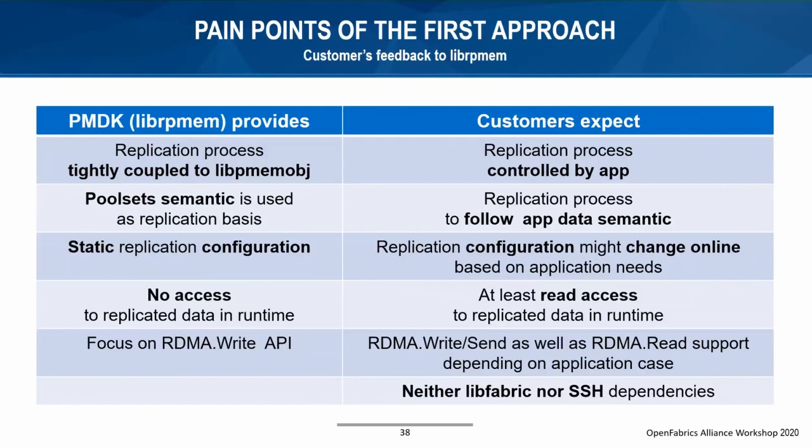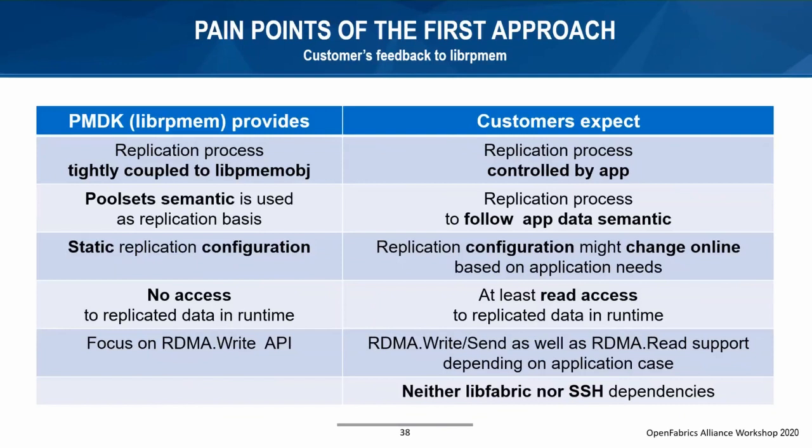The second problem was that we use this pool set semantics when we build the configuration of master and slave replica. It means that both memory areas must be binary compatible, and people do not like it. The librpmem solution assumes a static configuration that is not acceptable in common cloud solutions, where we could change configuration online. And due to some technical decision, we are not allowed to access the replicated data.